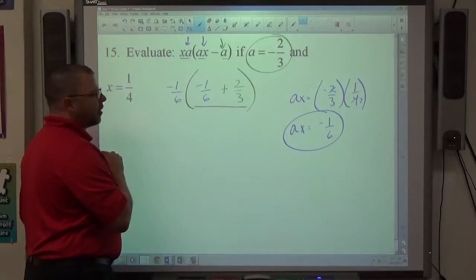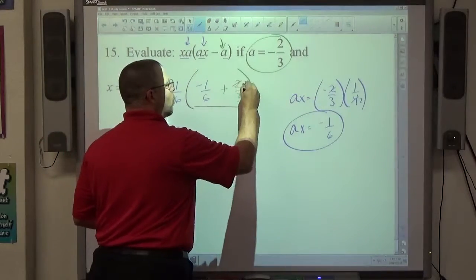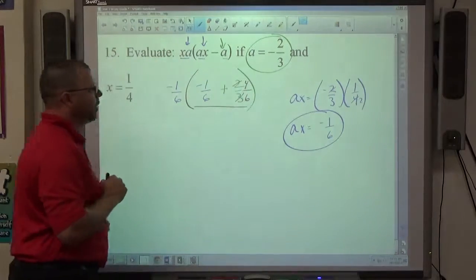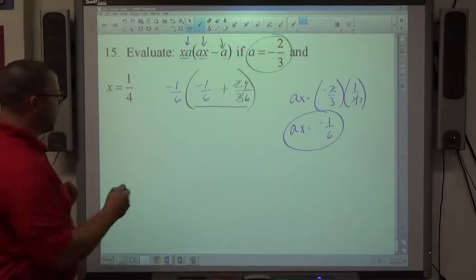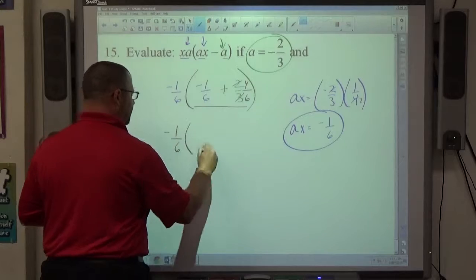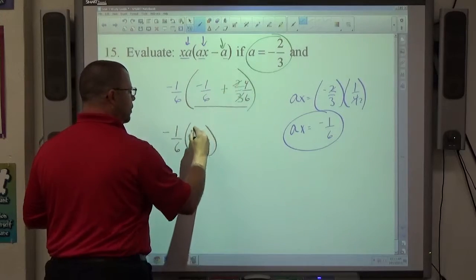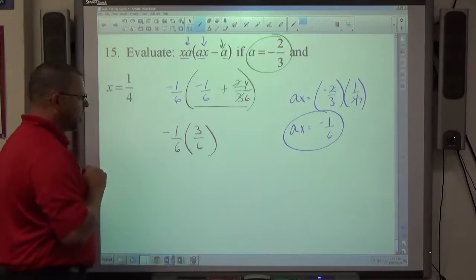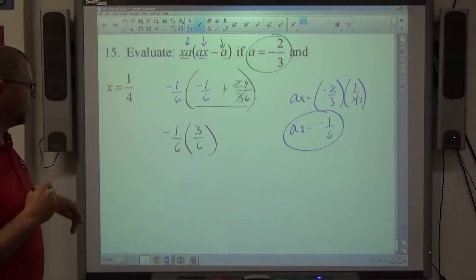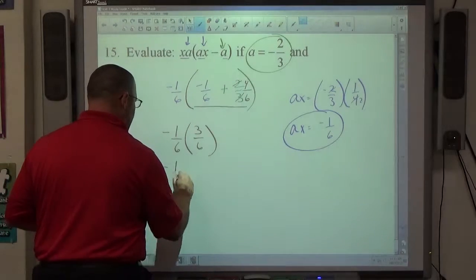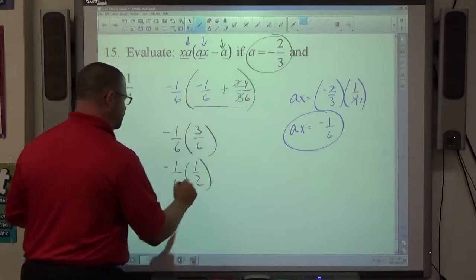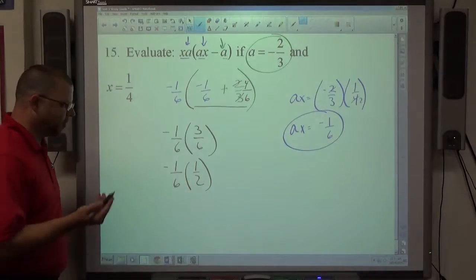I can see a common denominator of 6 is necessary, so 4 over 6. I think that's a simple enough one. So negative 1/6 is still outside. Negative 1 plus 4 is equal to 3 over 6. At this point I can multiply. I see reduction possibilities. Maybe I'm going to go ahead and reduce 3/6 to a half first. Negative 1/6 times a half.